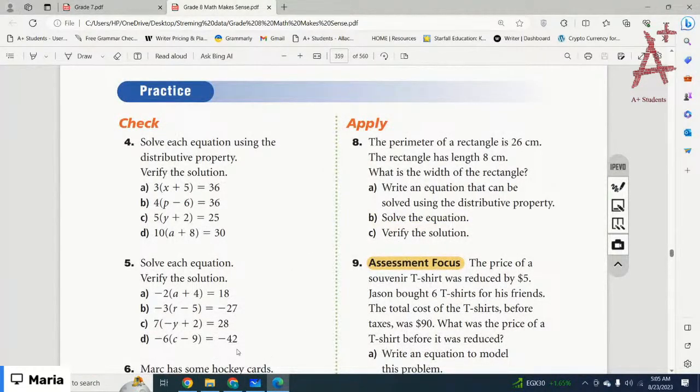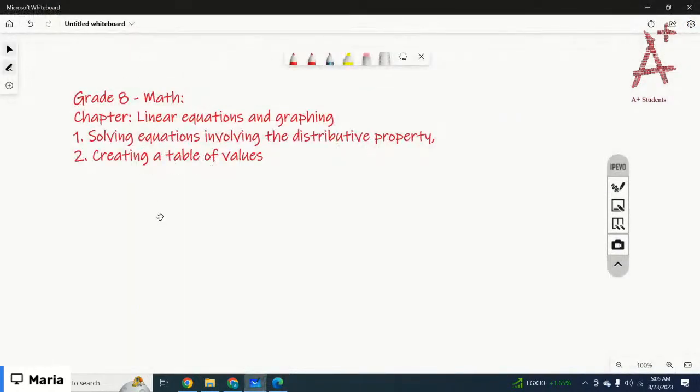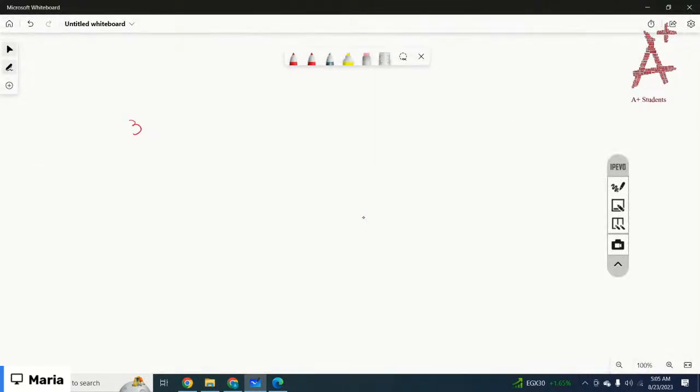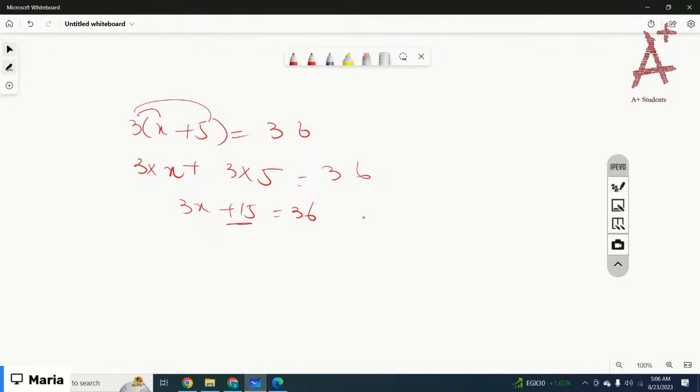4a: 3 times (x plus 5) equals 36. You have to solve using the distributive property. Let's multiply 3 times x and then 3 times 5. That is the distributive property. 3 times x is 3x and 3 times 5 is 15, which equals 36. So you have to subtract 15 from both sides. 3x plus 15 minus 15 equals 36 minus 15. 15 minus 15 cancels out, and you are left with 3x equals 21.